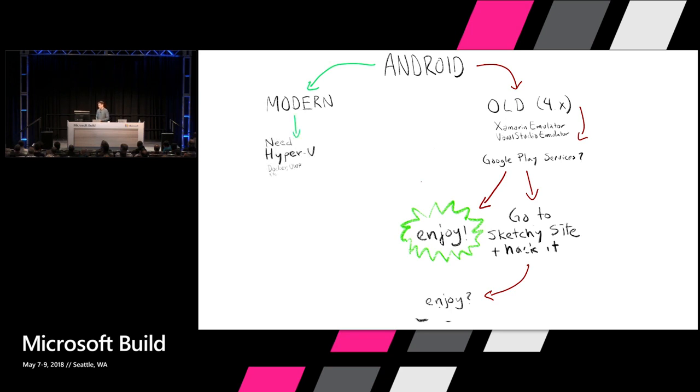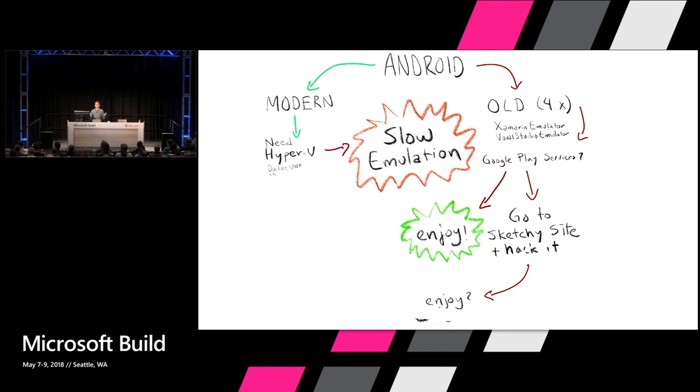So in the modern world, if you wanted to use a modern version of Android, then you had to ask yourself, do I need to use Hyper-V? Either because I'm running on Azure, or I'm using a VM, or I'm using Docker, or building UWP apps, or any of the reasons why you would use Hyper-V. And if you had to do that, then you ended up in your slow emulation mode. And this is the 4-minute, 8-minute wait just to start up the emulator. And then typing is pretty bad.